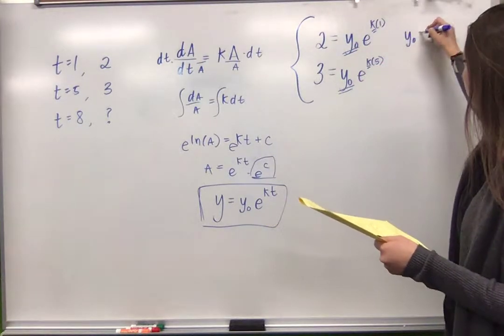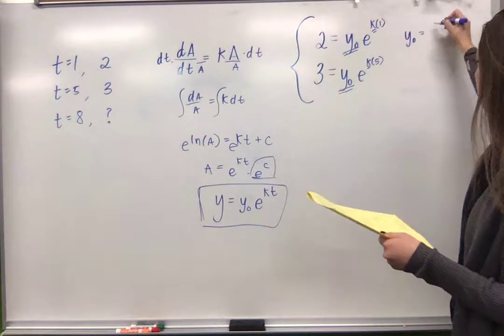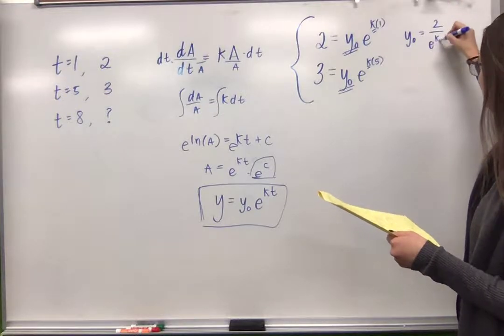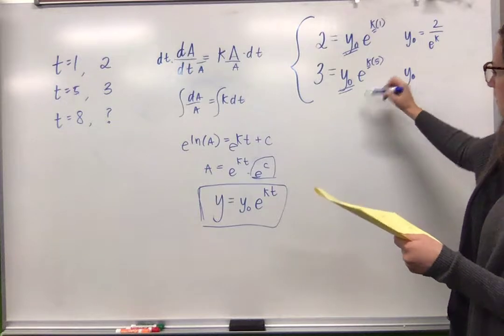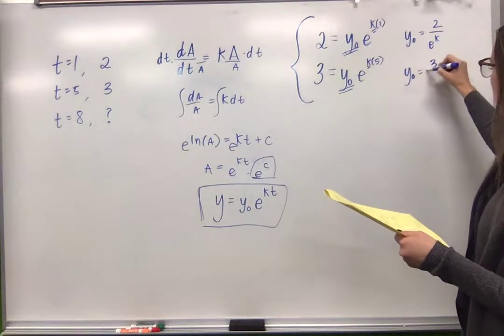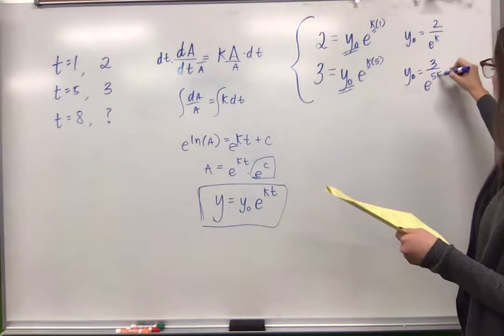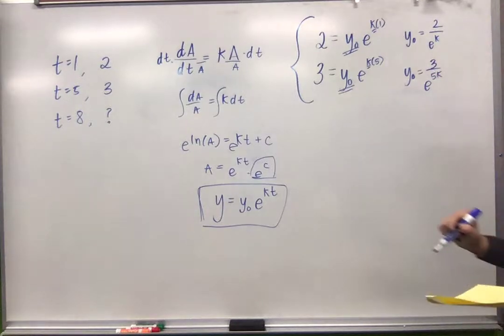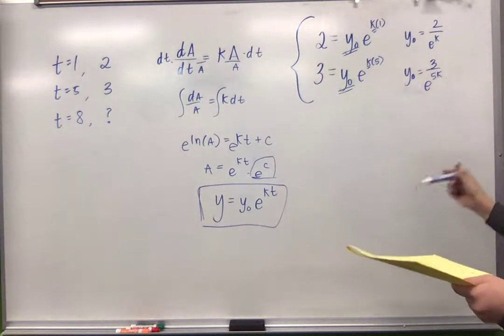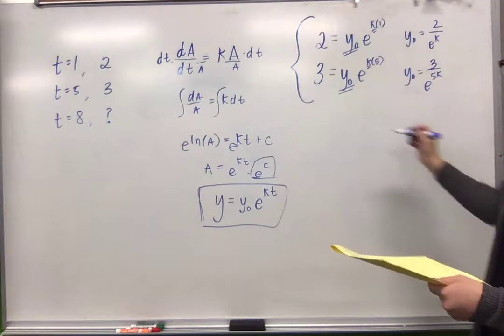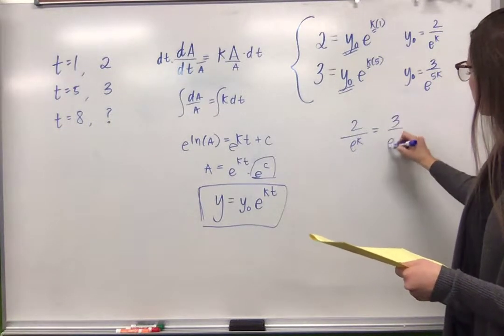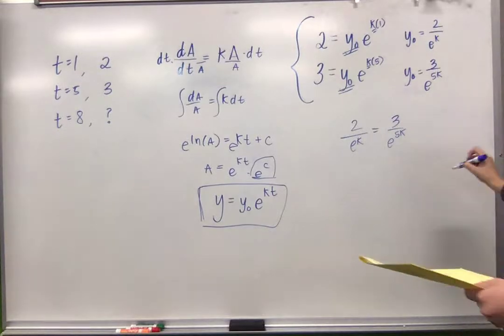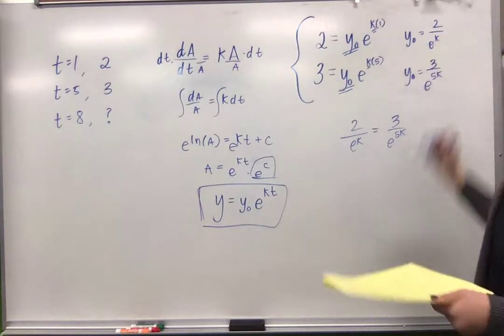So if you solve for y naught, you just divide both sides by e to the k. So I get 2 over e to the k. And then if I solve for y naught here, I divide both sides by e to the 5k. So I get 3 over e to the 5k. So I solve for y naught in both of those. If both of these things equal y naught, then I can set them equal to each other. So I did 2 over e to the k equals 3 over e to the 5k, which is valid because in this situation our y naught should be the same.